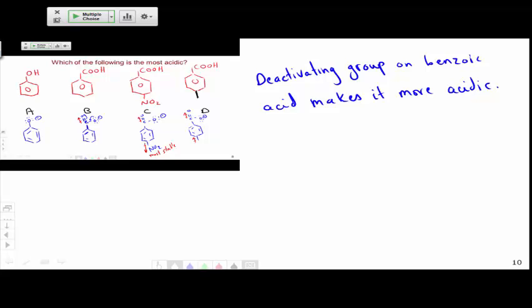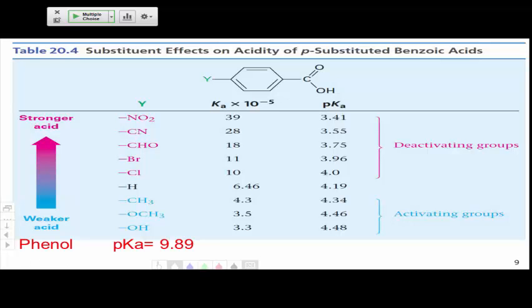So if I have a couple of different benzoic acids, the one that has the most deactivating group is the one that is more acidic. Why? Because we know most deactivating groups are withdrawing, or all of them are withdrawing, either by resonance or inductive effect, which is going to stabilize the benzene ring, which makes the conjugate base more stable. That means more acidic. And this is what you're going to see in the next slide.